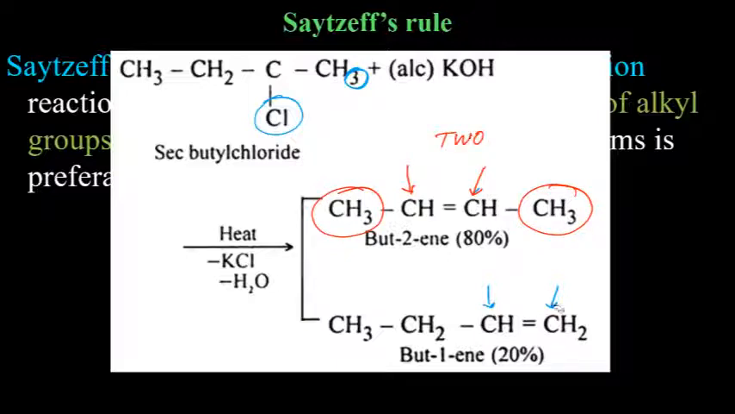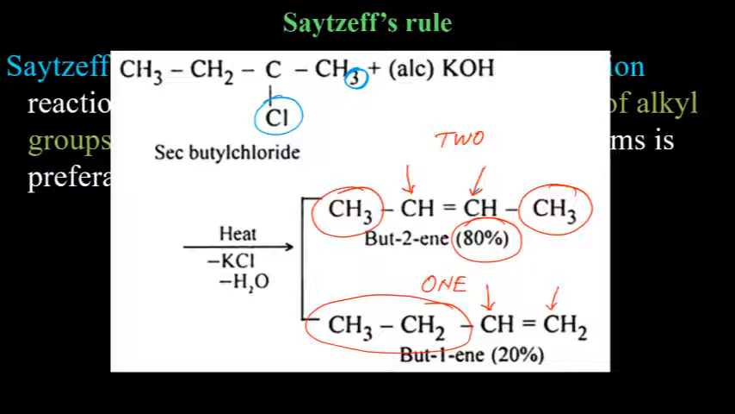However, in the second case, this carbon of the double bond has one alkyl group and the other carbon does not have any alkyl group attached to it. There is just one alkyl group in this case. So in this particular case, 80% 2-butene, 20% 1-butene will be produced. But if there is a larger difference in the number of alkyl groups, it will usually be 95% and 5%.